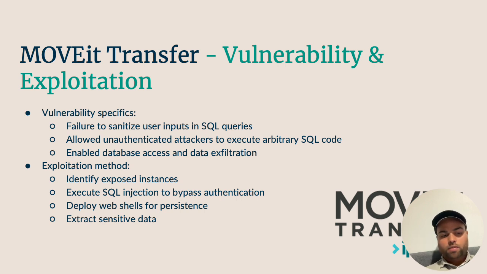The exploitation methodology followed some phases. Attackers first identified internet-exposed MOVEit Transfer instances through scanning, and they then executed specially crafted HTTP requests with malicious SQL payloads. This allowed them to bypass authentication and gain administrative access. They deployed web shells for persistent access. And finally, they systematically exfiltrated sensitive data from the compromised database.